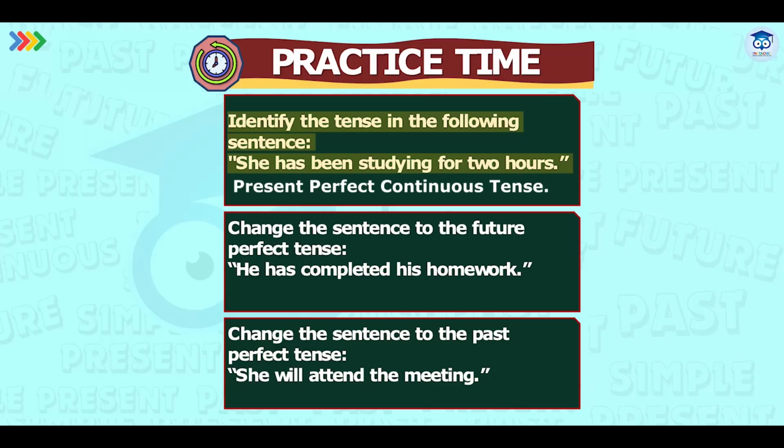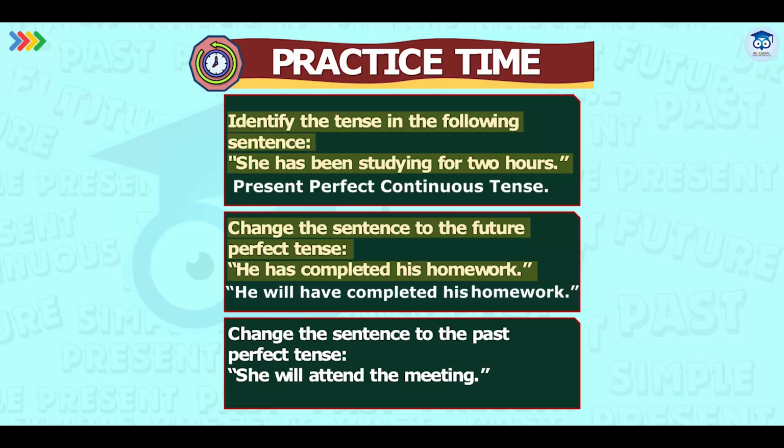Moving to the next question. Change the sentence to the future perfect tense. He has completed his homework. To change this into future, we think about what the sentence is saying. Something is already finished, so in the future perfect form, it becomes he will have completed his homework.